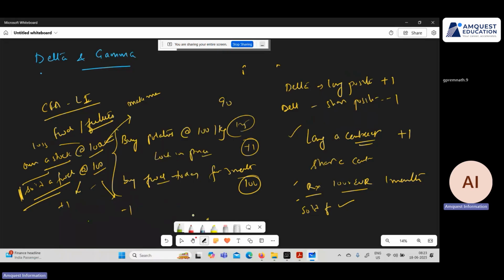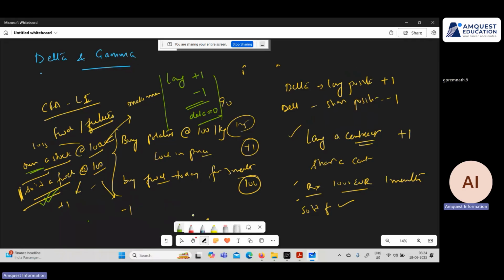Now, covering the whole thing under delta, it is intuitive to say that from owning a stock, when you were long a stock, your delta was +1. When you sold a contract, your delta was effectively -1, right? And hence your delta in this case will be equal to 0. And that's how it is implied that no matter where the market moves, your value doesn't change. It satisfies the condition.